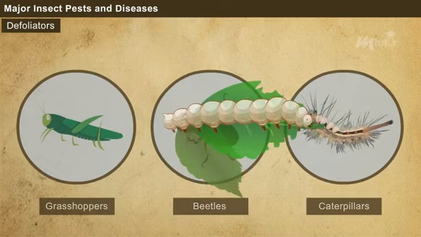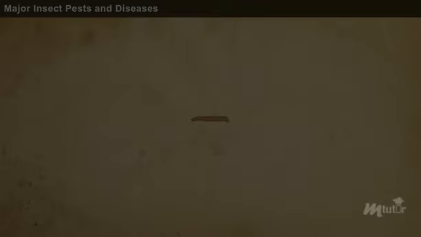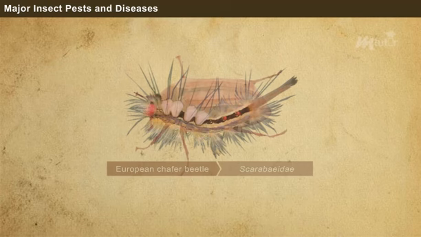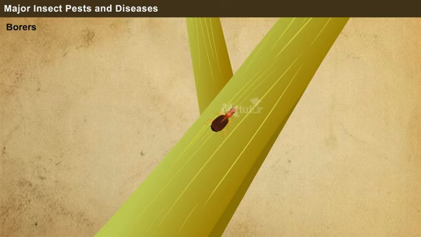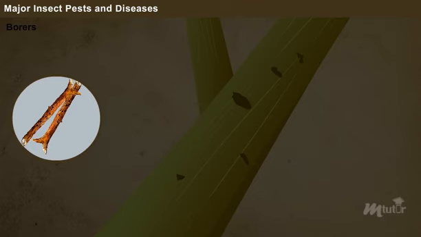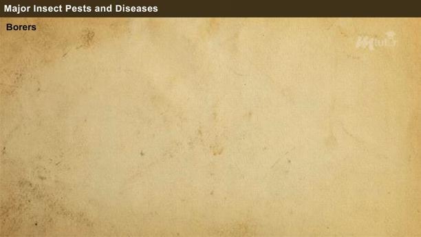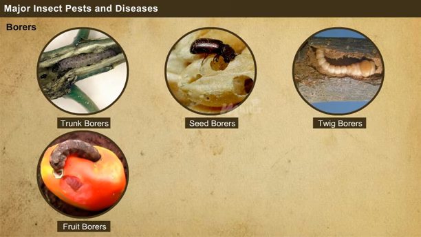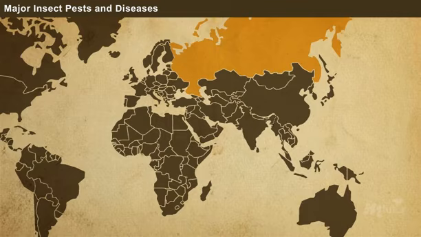Leaf-feeding caterpillars are commonly found in some parts of Thailand and Australia. Examples: long-end leaf-eating looper, European chafer beetle, brown tussock caterpillar. Borers. They have strong mandible mouthparts that are capable of making holes in the stem, twigs, roots, fruits, and seeds. They are commonly called trunk borers, seed borers, twig borers, fruit borers, stem borers, and shoot borers. Fruit borers are commonly found in some regions of China and Thailand.